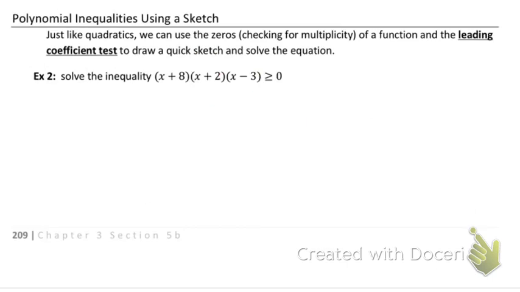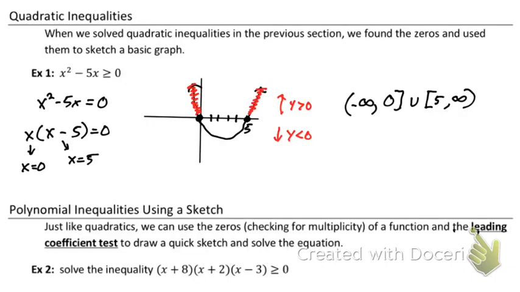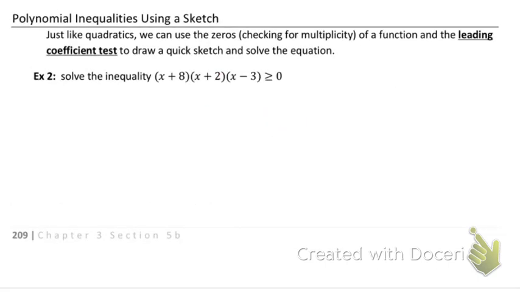So let's look down below. It says that we're supposed to solve the inequality x plus 8 times x plus 2 times x minus 3 for when it's greater than or equal to 0. Well, I just want a graph that looks like that to figure out where is it above 0 and where is it below 0. So once again, we're going to do a quick sketch. First of all, our leading coefficient. What power is attached to that?